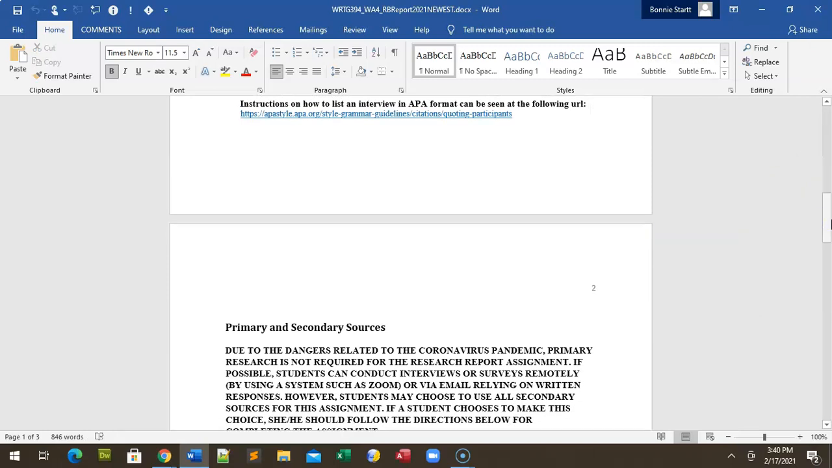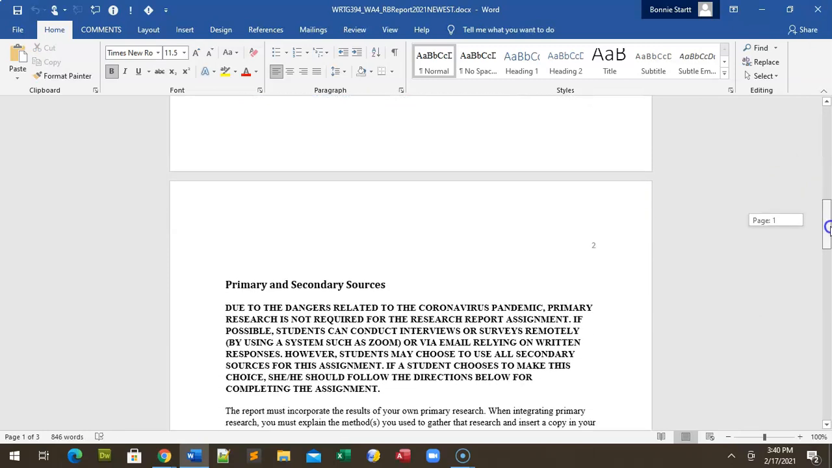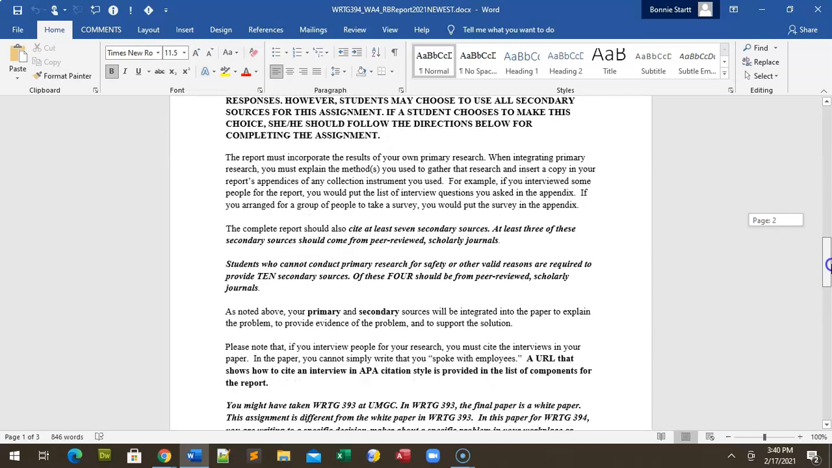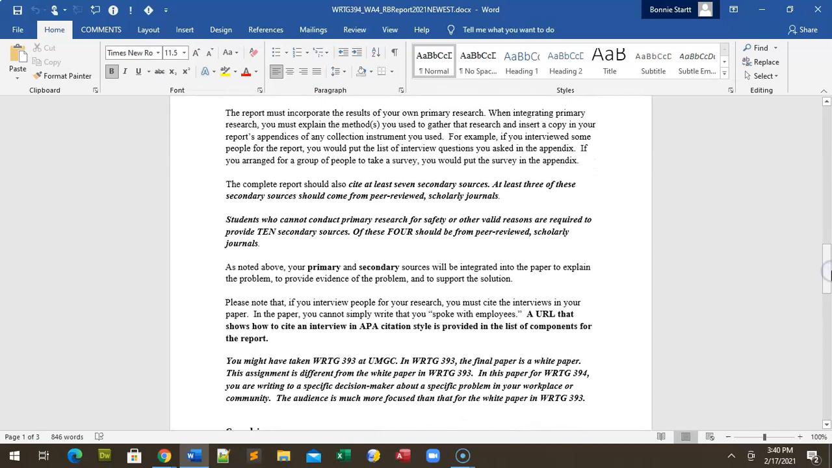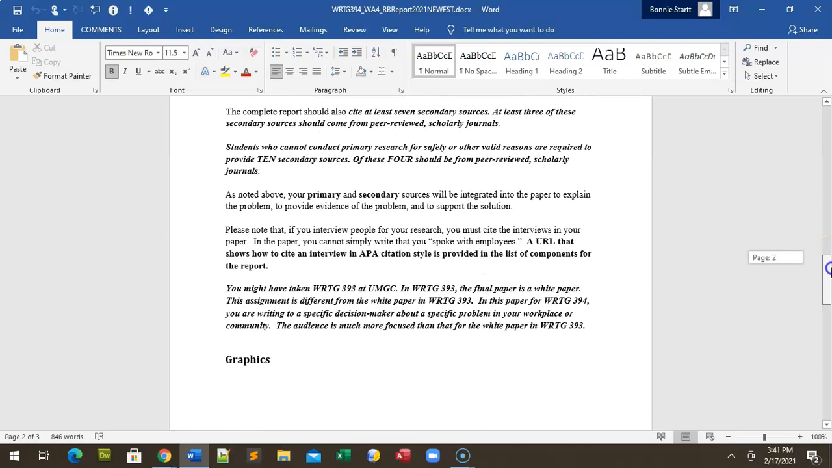And then here's an interview on APA format. Primary and secondary sources. You are, of course, incorporating your own primary research. I realize we may not be able to get out and actually talk to people, but you can get on the phone. You can do interviews by email. There are lots of ways that you can do research without having to be face-to-face with people. Your report will include at least 7 secondary sources, with 3 of these coming from peer-reviewed scholarly journals.